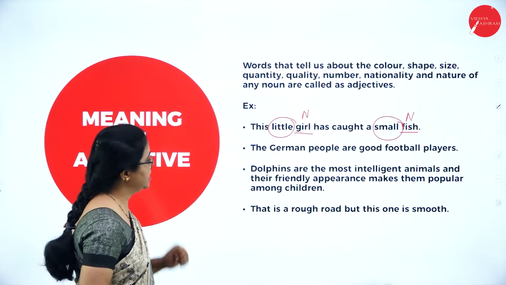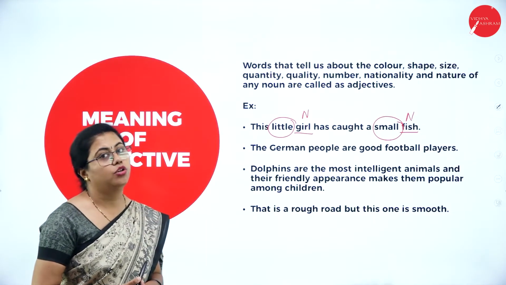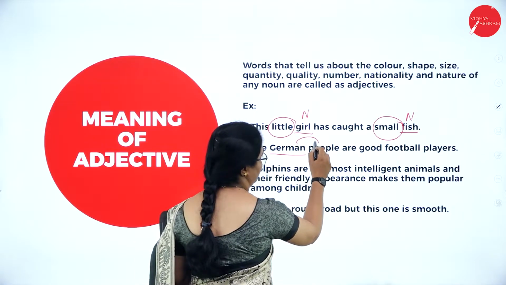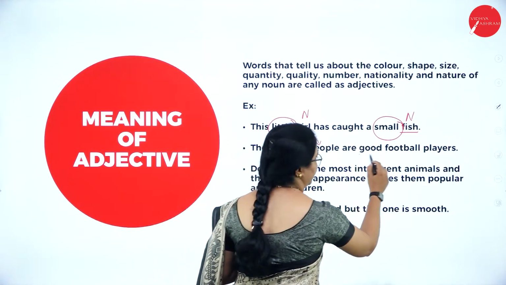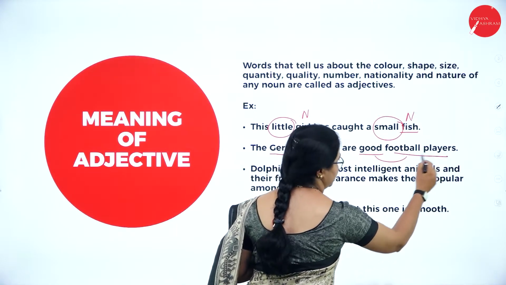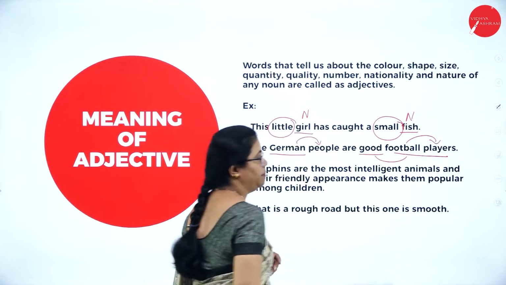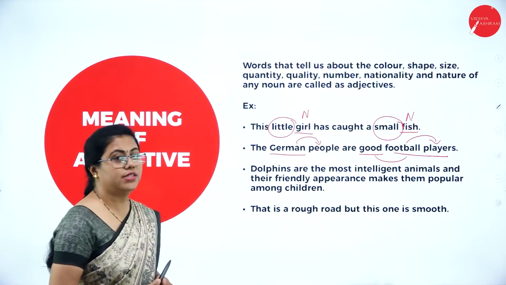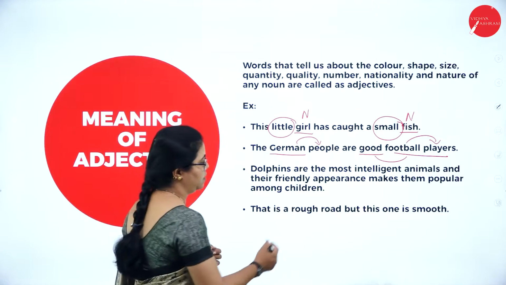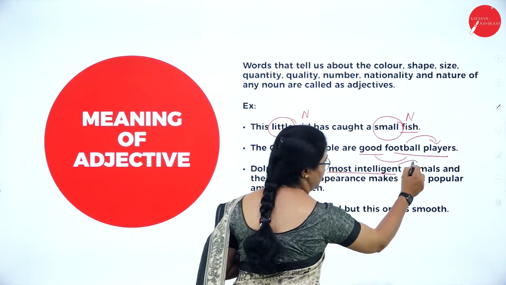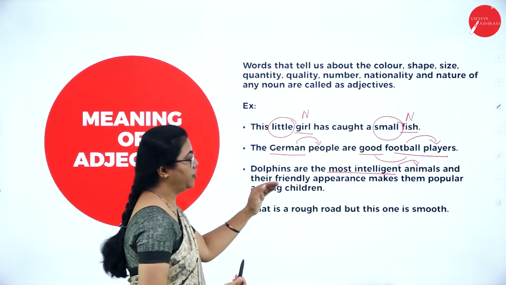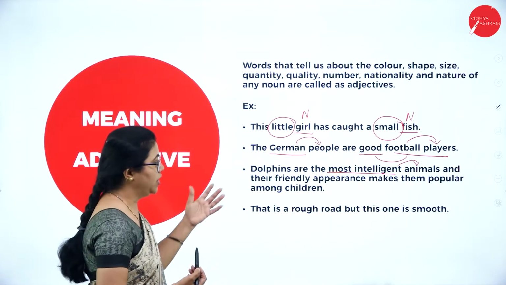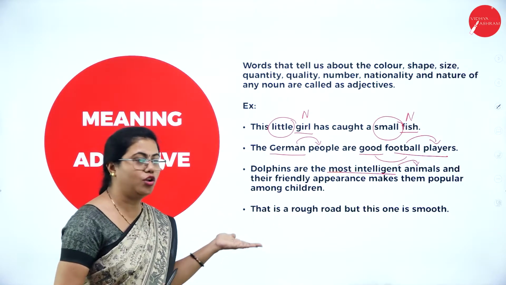In the second sentence, the German people are good football players. Here you can see German is describing the word people, good is describing football players, and football is in turn describing players. So there are many adjectives in this sentence. Dolphins are most intelligent animals. Most intelligent is describing the word animals. And their friendly appearance makes them popular among children. There are many adjectives in this sentence also.